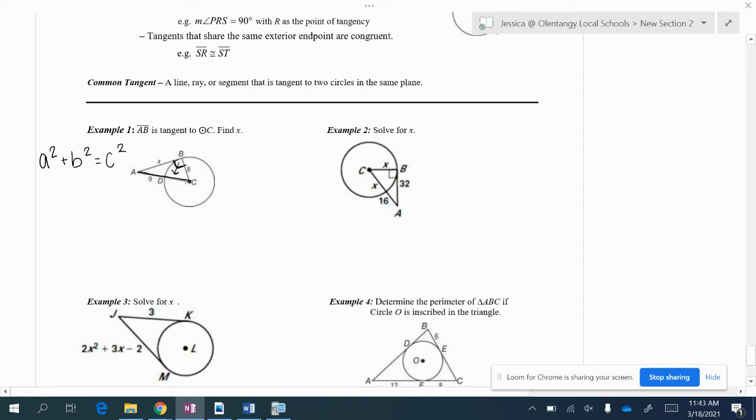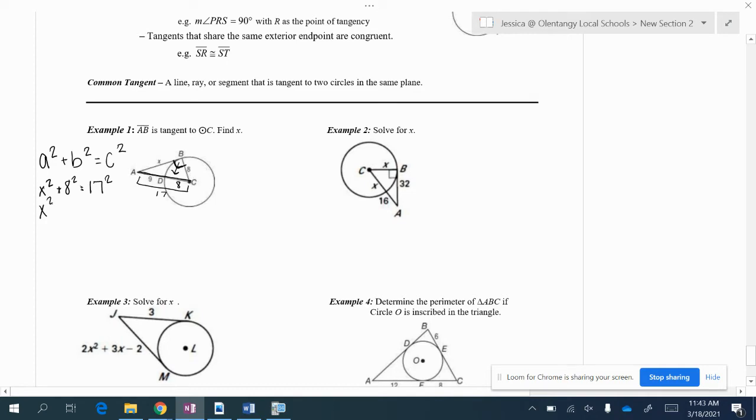However, C to D is also a radius. So C to B is a radius, C to D is a radius. So this side length right here is 8. And if I add them together, that becomes 17. So now I have a side length of x squared and 8 squared, and then 17 squared. So now I can solve this.